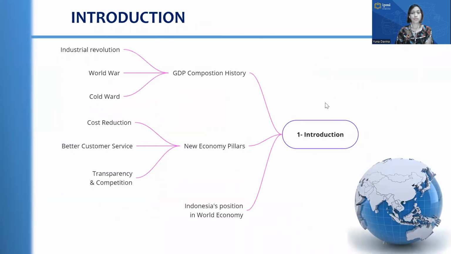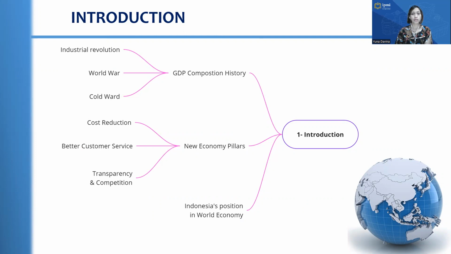In the introduction to the global economy, we first discuss events that changed the GDP compositions throughout history. There are the industrial revolutions, 1 to 4. There are World War I and II, and also the Korean War and Vietnam War. There's also the Cold War between the US and Russia in the 80s that changed the compositions of the GDP. And then there's also the new economy.